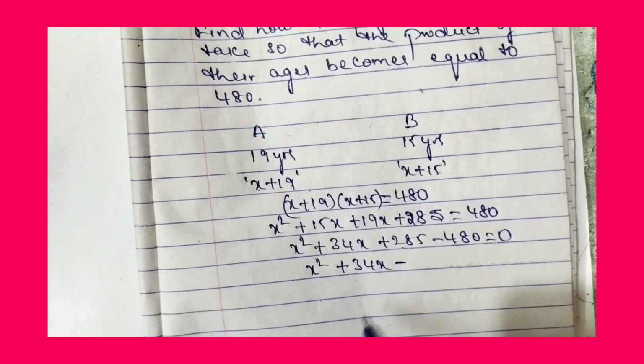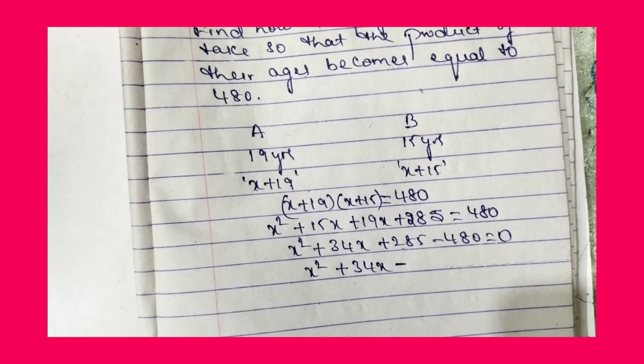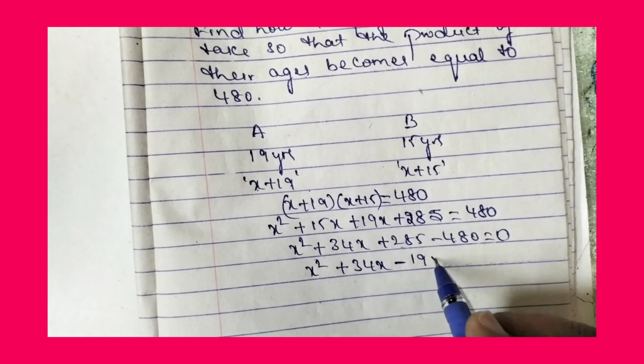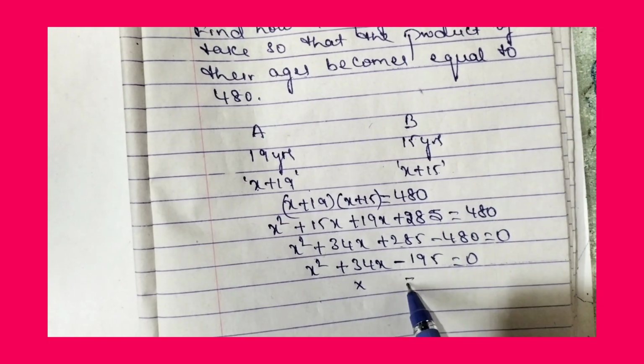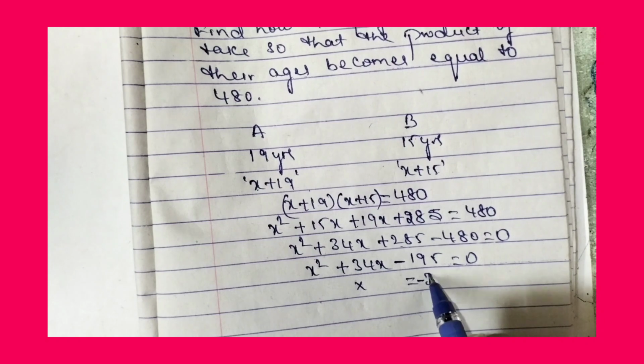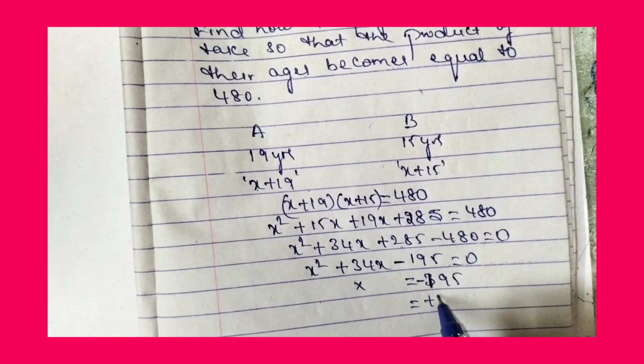Among these two, 480 is bigger, so now let us subtract 285 from 480. 10 minus 5 is 5. Then 17 minus 8 is 9. Then 4 minus 2 is 2. So it will be 195, not 295, 195, which is equal to 0. Now if I multiply any two numbers, I have to get minus 195. If I add or subtract, I have to get plus 34.